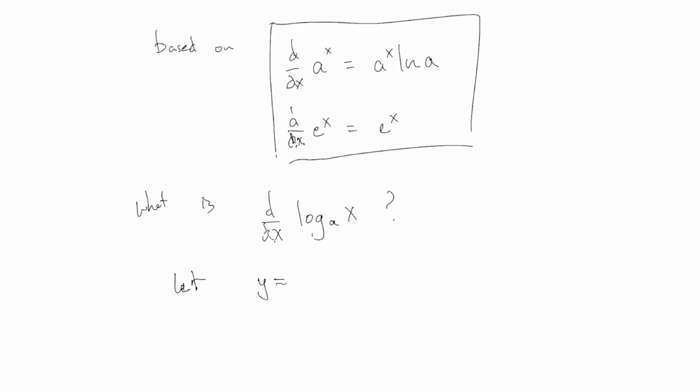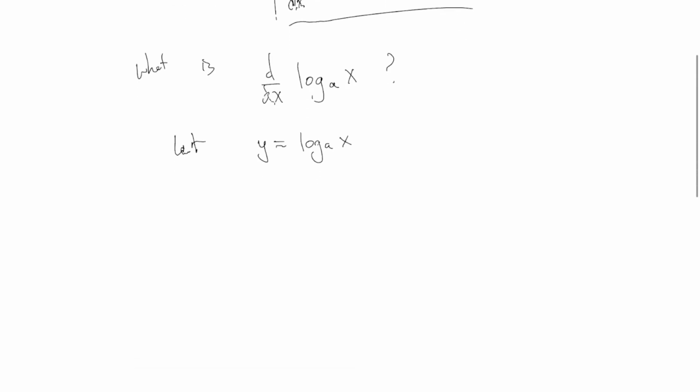Here's how I'm going to do this. Let y be the log, not the natural log, just some other log with base a. And then I'm going to take the derivative of that. Actually, not just yet. If y is equal to the log with base a of x, this is a formula in logarithmic form. I can rewrite this in the exponential form.